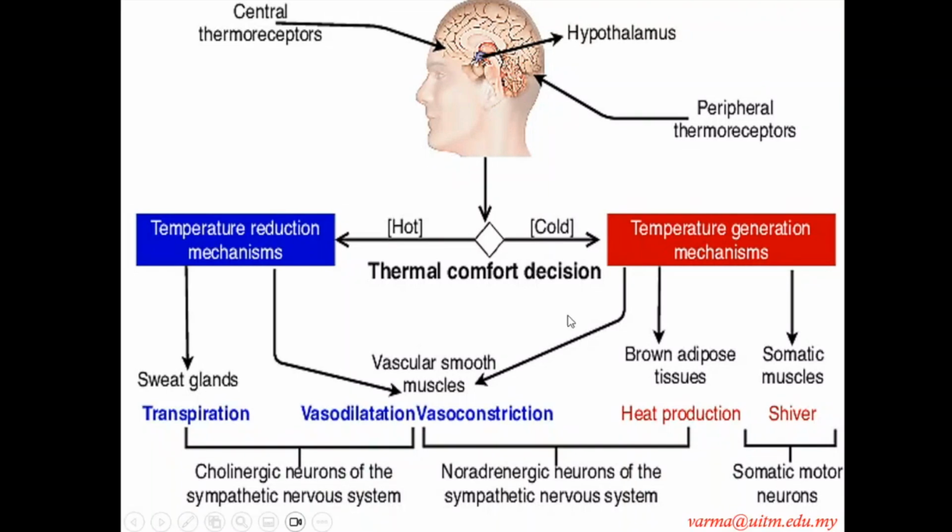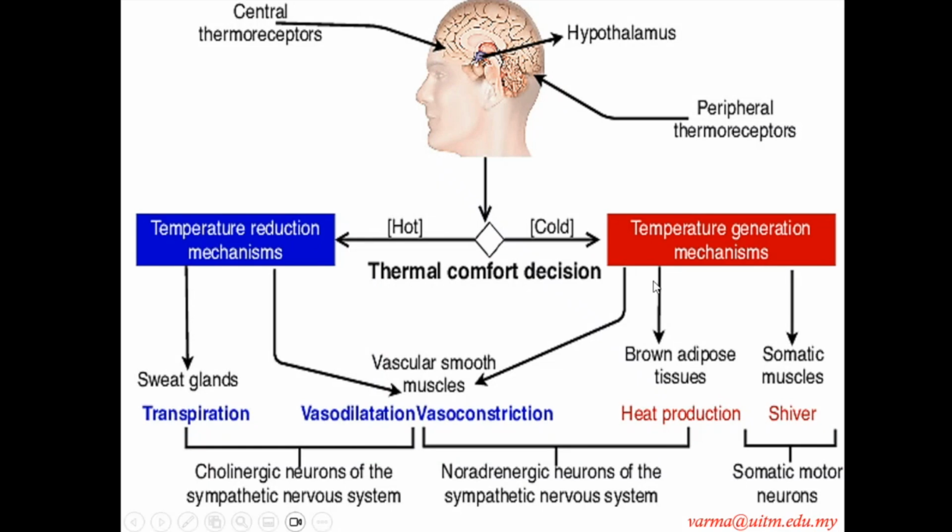Okay. And then if the patient is in cold, there will be a heat generation, heat gain mechanism via brown adipose tissue or somatic muscles. That is where we have two types of thermogenesis. We call it shivering thermogenesis or non-shivering thermogenesis. When you're cold, your muscles will shiver. That is shivering thermogenesis. Non-shivering thermogenesis will be your increase in metabolic rate to increase the heat.